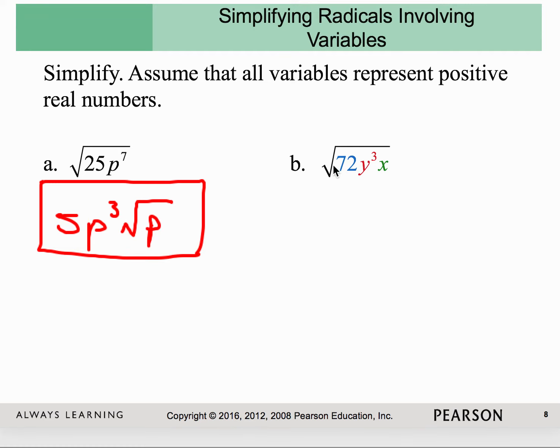Okay, I can't do the square root of 72 like I could 25, so I need to see all my exponents for it then.